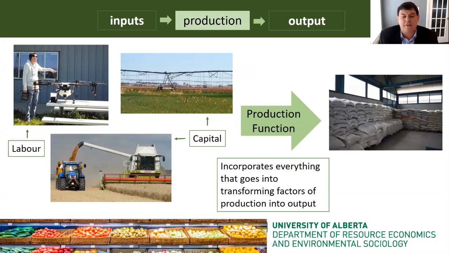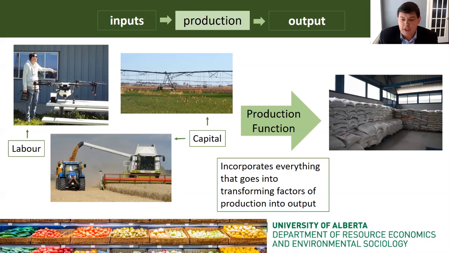So all these factors of production are mixed into a production function, which incorporates everything that goes into transforming factors of production into outputs. This is where we incorporate the productivity of capital, technology, and in some cases even the institutional environment of this economy, okay? And at the other end of this function, we have output, which is our final product. Like here I have a picture of grains that are ready to go to the market, okay?